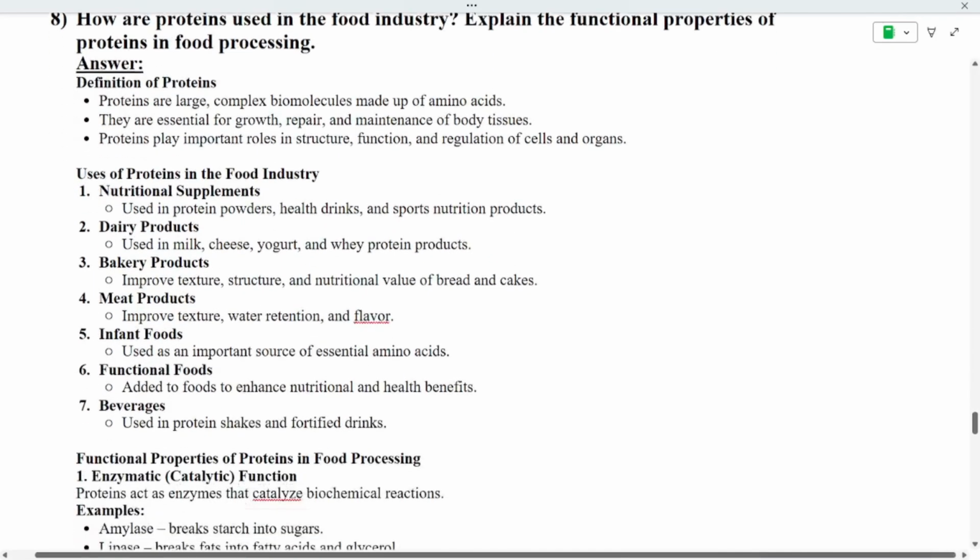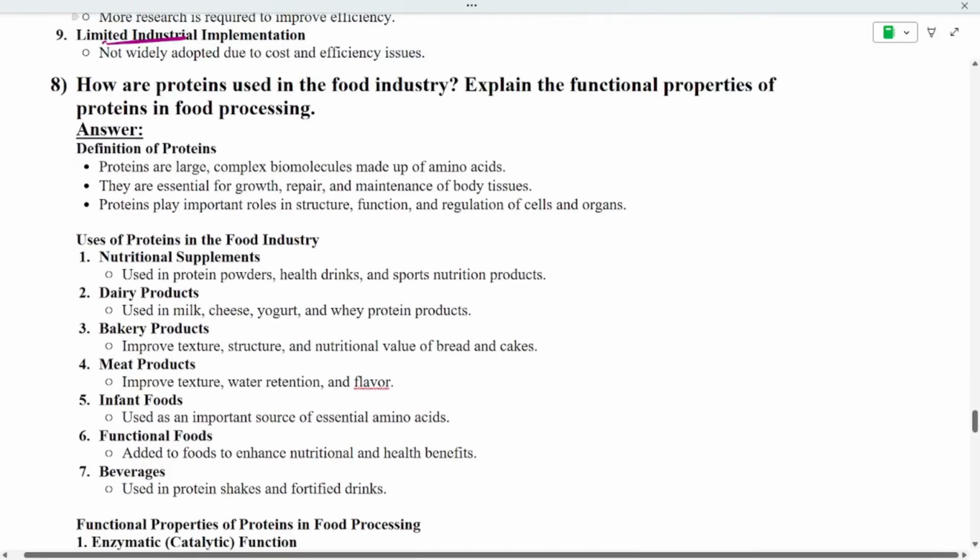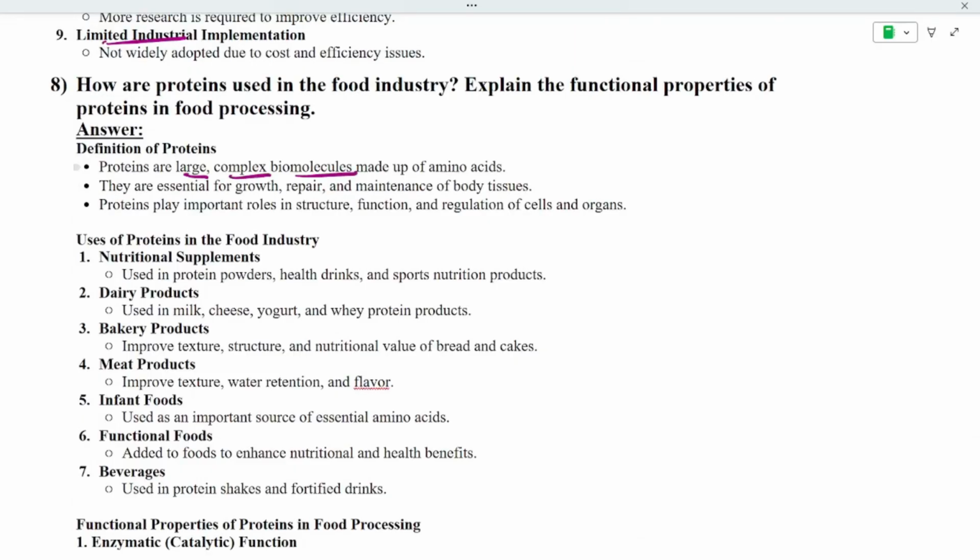Next, we can see the eighth question. How are proteins used in the food industry? Explain the functional properties of proteins in food processing. Proteins are large, complex biomolecules made up of amino acids. They help in growth, repair, and maintenance of the body tissues. They play a very important role in the structure, function, and regulation of cells and organs.